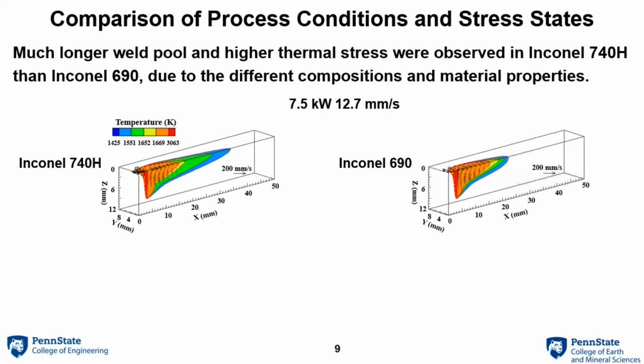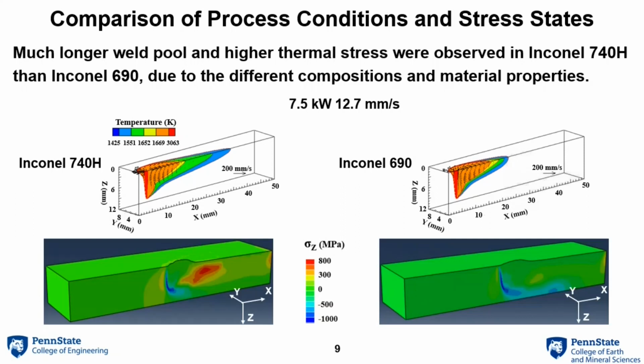As you can see from these temperature fields, the Inconel 740H displayed a much longer weld pool compared with Inconel 690, and that is driven by the larger solidification temperature range, which also induced a larger mushy zone size. And also, because of the complex interactions between the temperature field and material properties, the Inconel 740H also displayed much higher stress levels compared with Inconel 690.